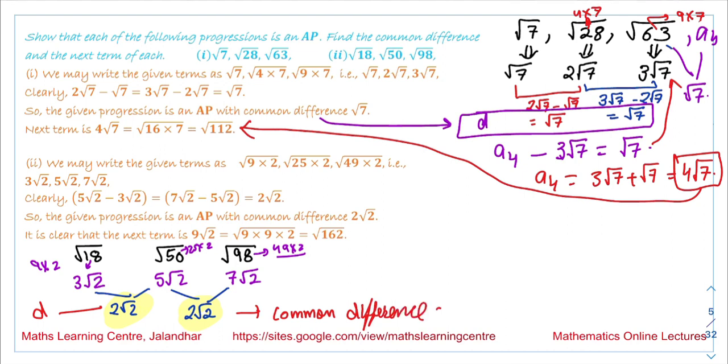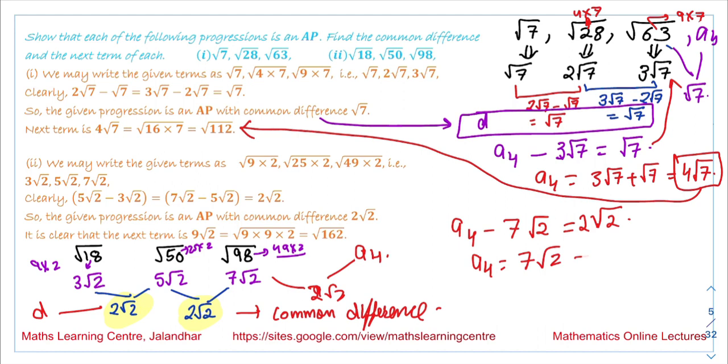Now suppose the next value is A4. The common difference between these two values will be 2 root 2. It means A4 minus 7 root 2 is equal to 2 root 2. So we get A4 is equal to 7 root 2 plus 2 root 2, that is equal to 9 root 2, and we can write it as square root of 162.